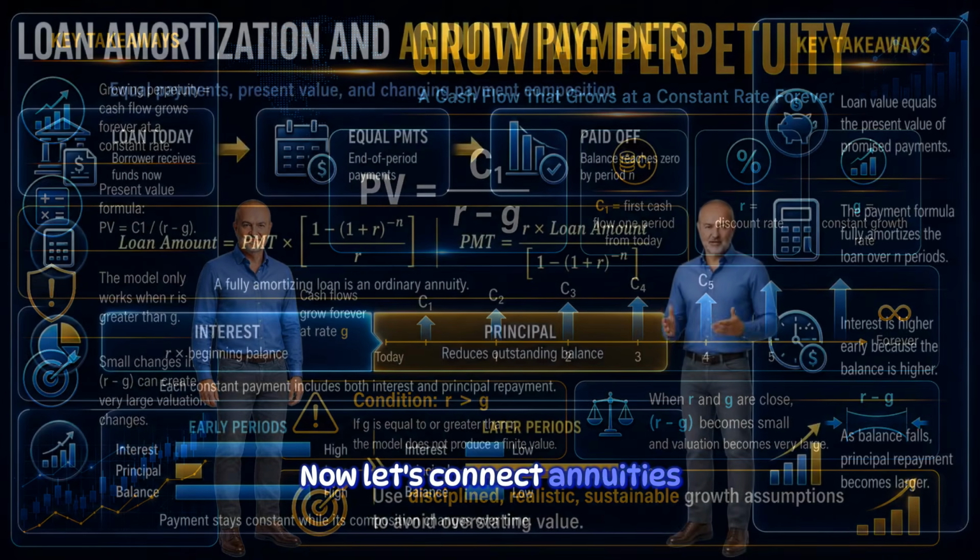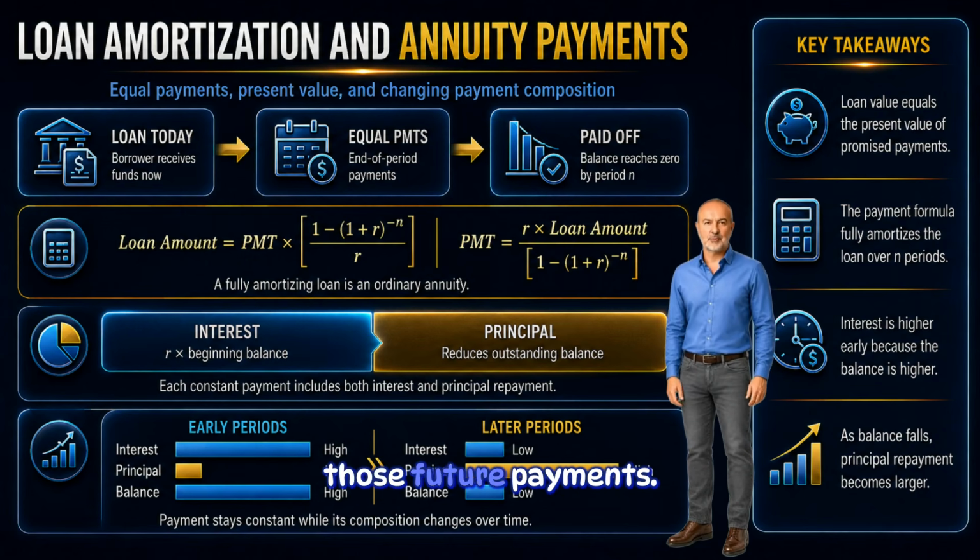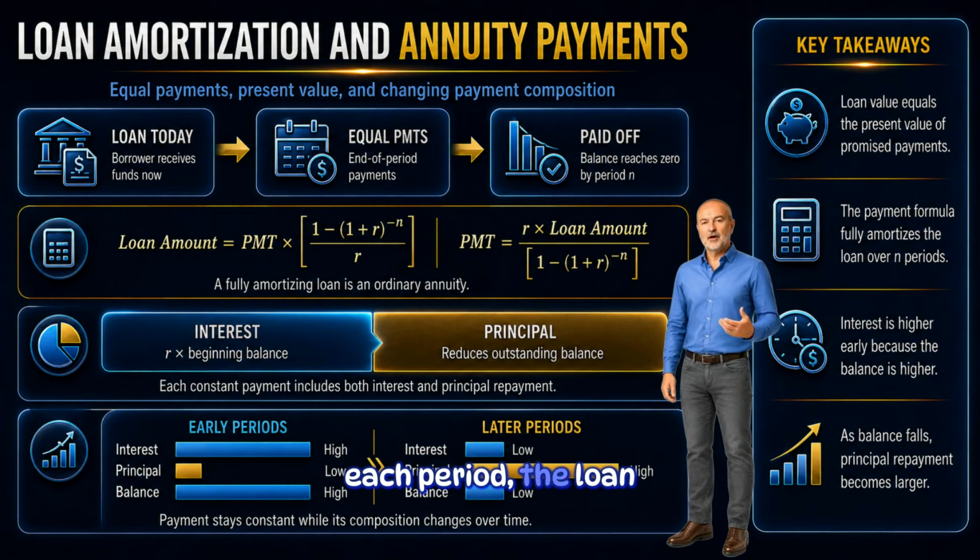Now let's connect annuities to loans. A loan is a cash flow contract. The borrower receives money today and promises to make future payments. The lender gives up money today and receives those future payments. For a fully amortizing loan with equal payments at the end of each period, the loan amount is the present value of the promised payments. This is exactly the ordinary annuity structure.